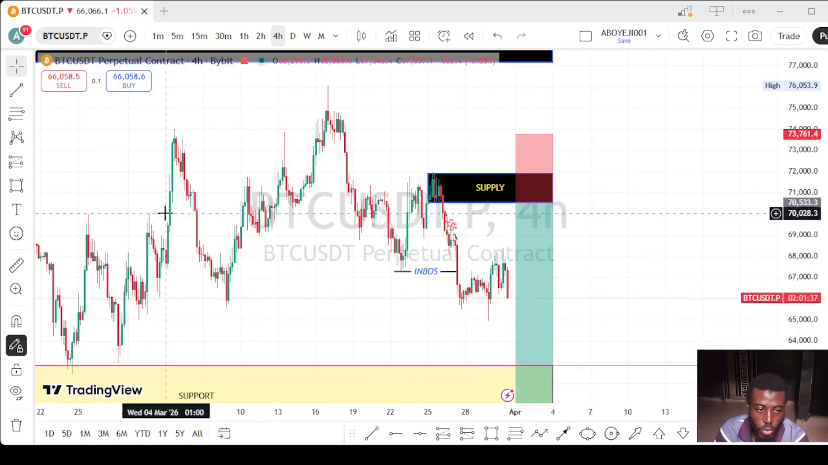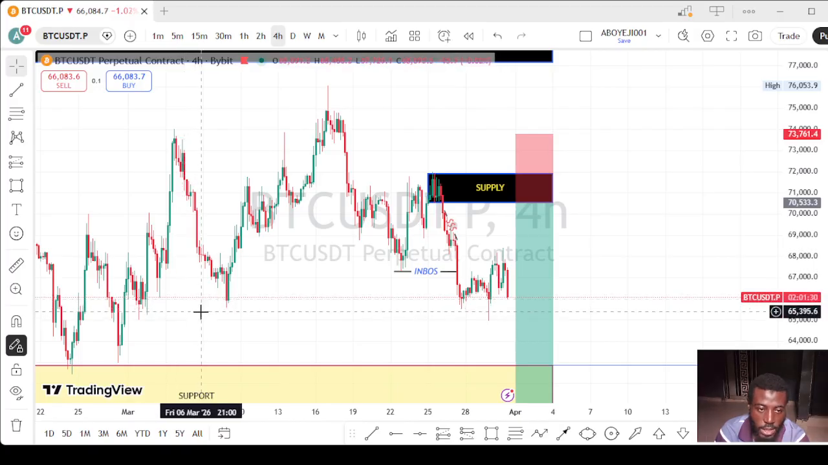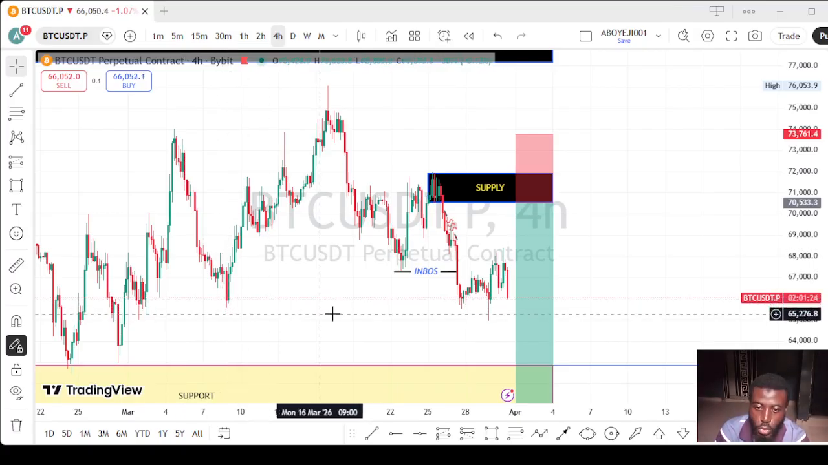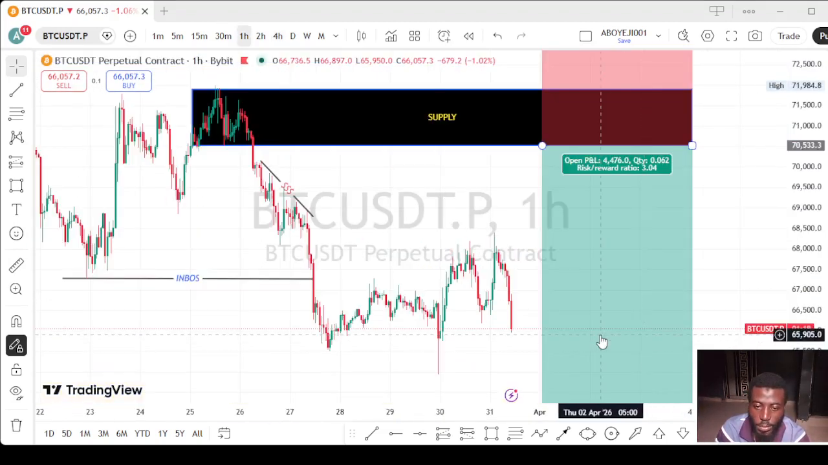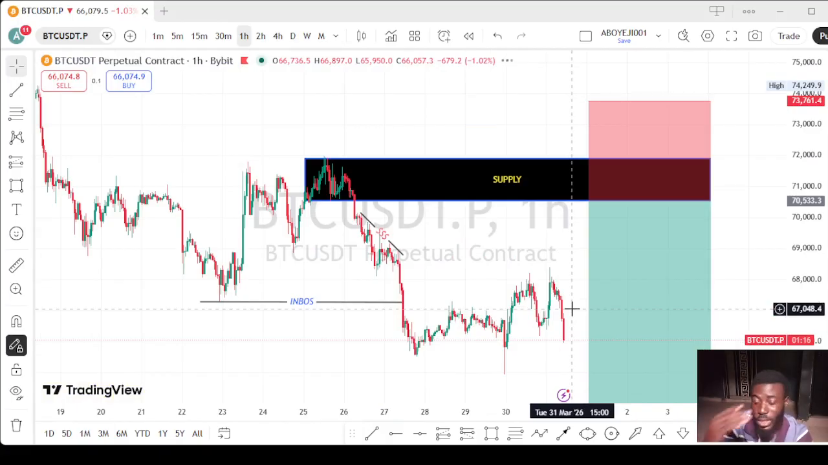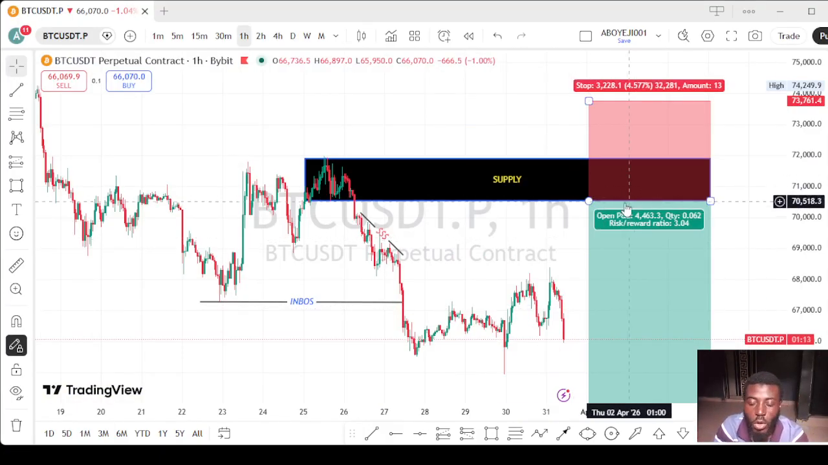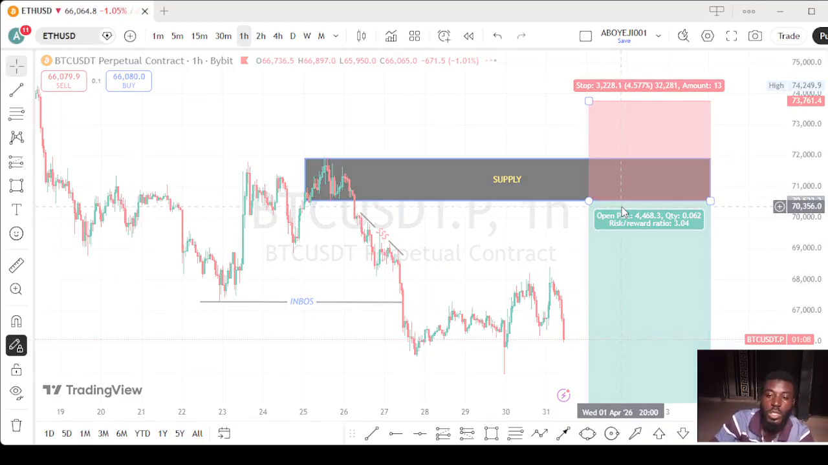This is the last break of structure to uptrend. You can see this serve as liquidity, and this is the zone the market is. So this one can push it up again. So let's just wait. This one can push it up again. So that is what I'm seeing. But my major opportunity is here. We are selling. Let's move to Ethereum.